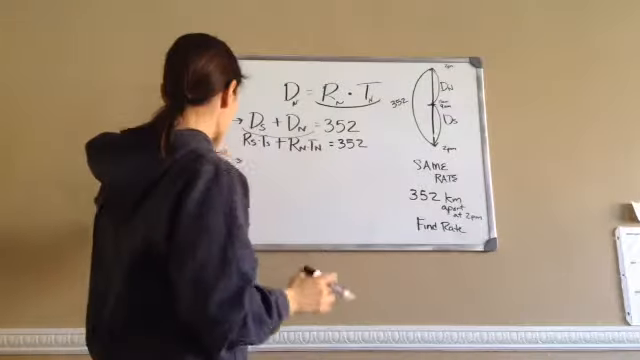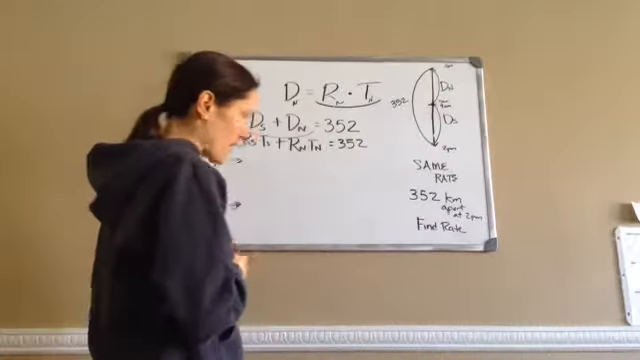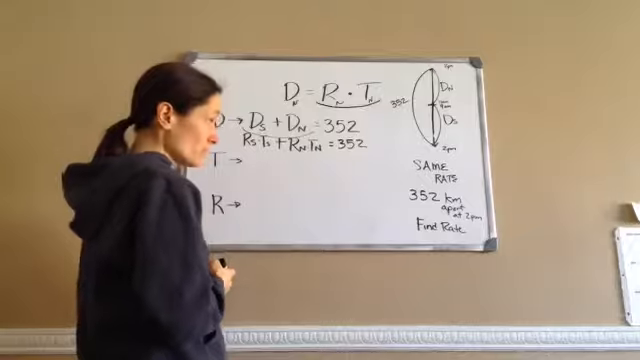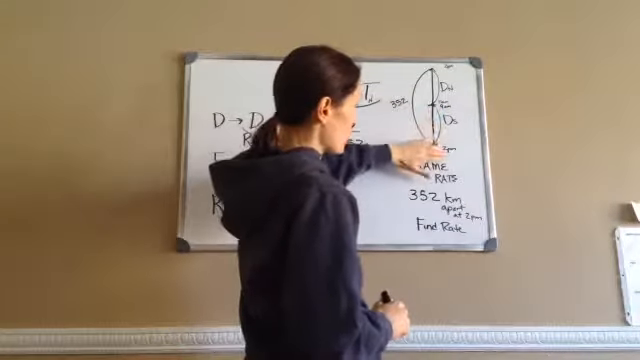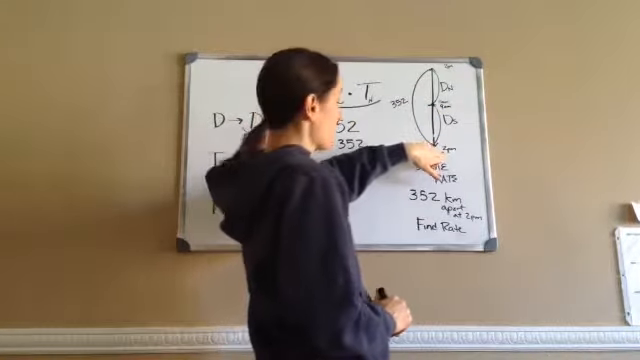Okay, so now let's talk about time. Did we get anything about time on here? Well, 9 a.m. to 2 p.m. is what, 5 hours?